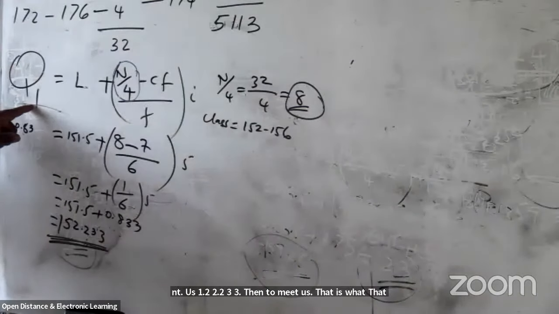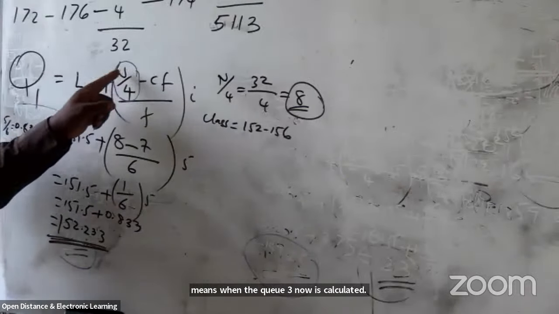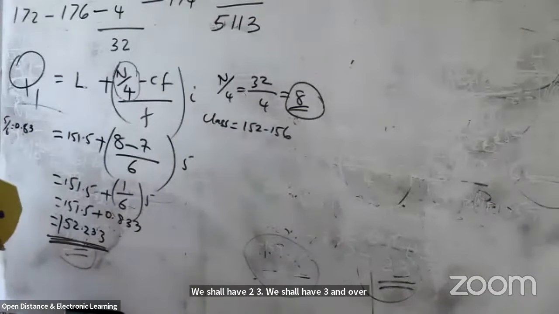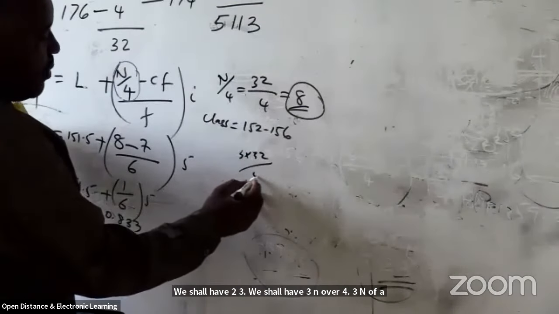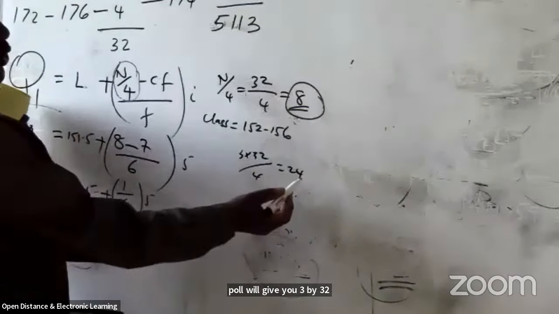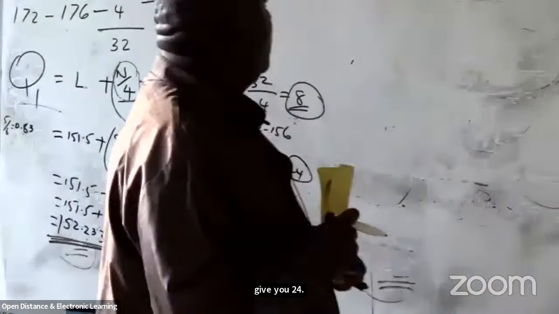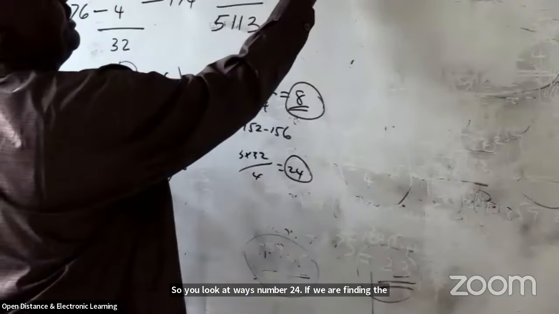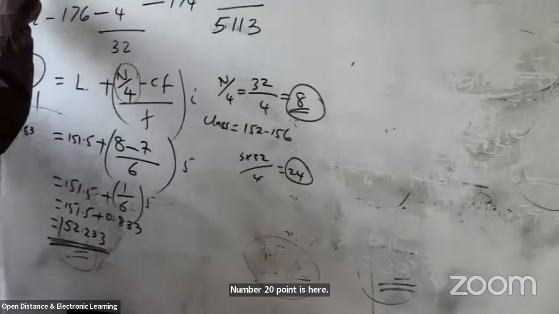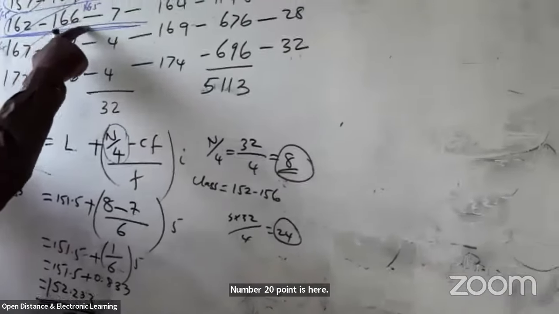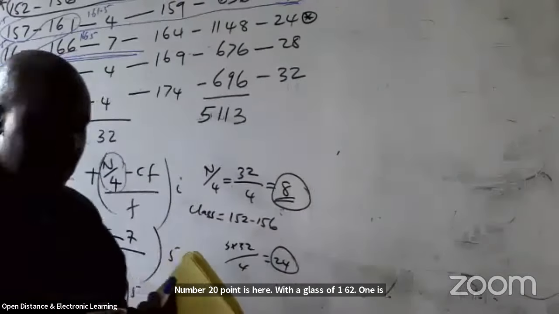When the Q3 now is calculated, we shall have 3n over 4. 3n over 4 will give you 3 by 32 all over 4, and that will give you 24. So you look at where is number 24, if we are finding the Q3. Number 24 is here with a class of 162 to 166. And therefore our L can be computed in that order.